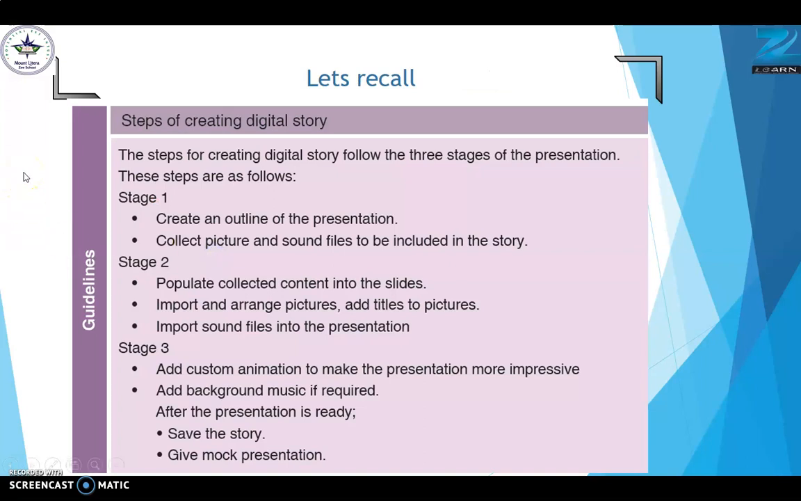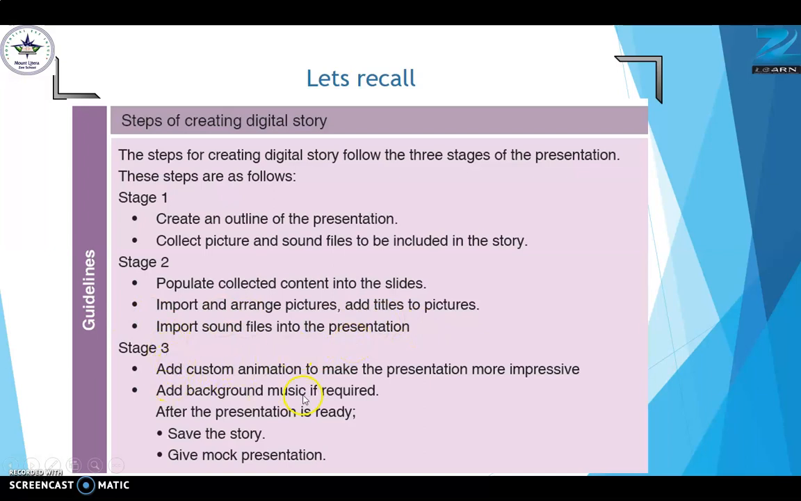Now let's recall what you have learned in this chapter. The steps for creating a digital story follow the 3 stages of the presentation. These steps are as follows. Stage 1. Create an outline of the presentation. Collect picture and sound files to be included in the story. Stage 2. Populate the collected content into the slides. Import and arrange pictures, add titles to the pictures. Import sound files into the presentation.